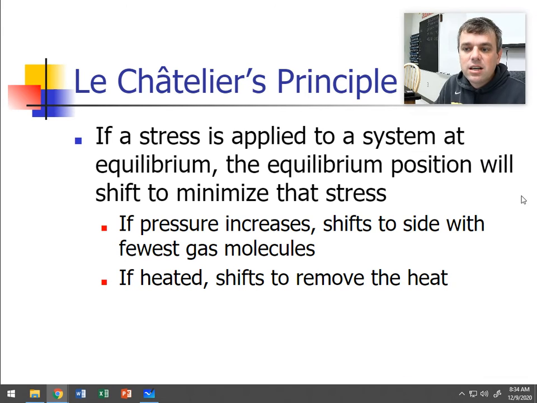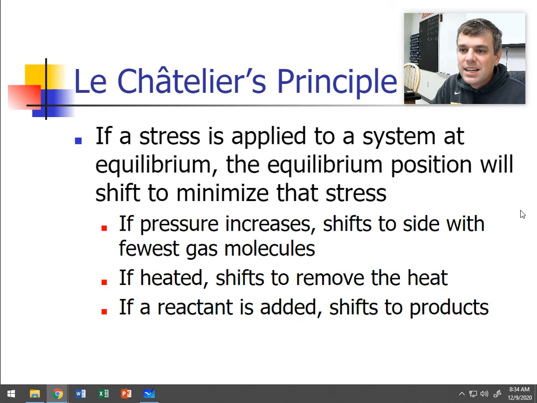If you heat a reaction, it shifts to whichever side would remove the heat. So for an exothermic reaction that, as it goes towards the products, produces heat, then if you heat the reaction up, it's going to shift the opposite direction to absorb that heat. And vice versa. If you cool it down, it would shift to whichever side would produce more heat.